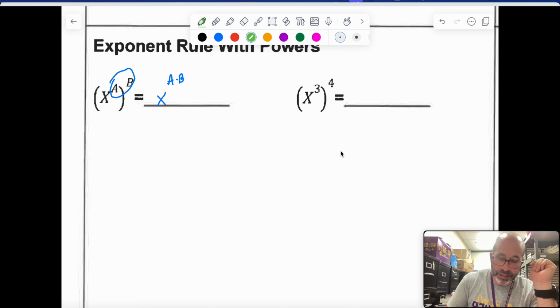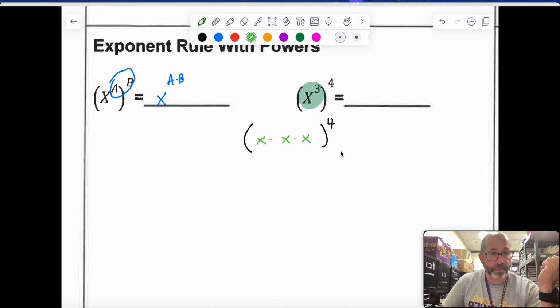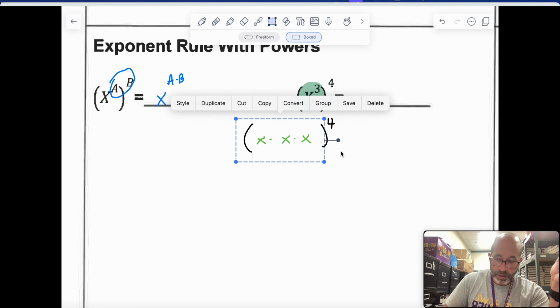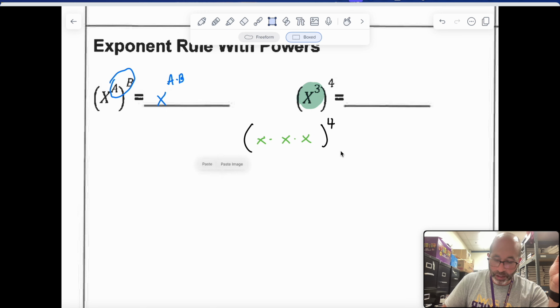Let's first deal with the inside part here, which is x to the 3rd power. Looking at just that, x to the 3rd power is like saying we have x times x times x. There's 3 x's there. When I say let's raise it to the 4th power, what I'm saying is let's go ahead and write this exact scenario. I'm going to copy it, and then I'm going to paste it.